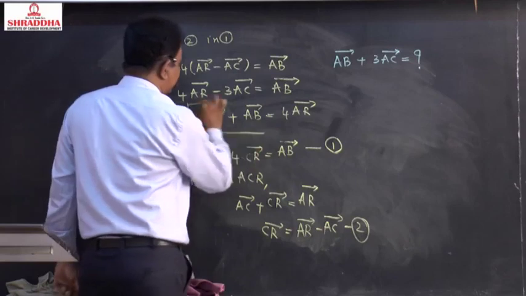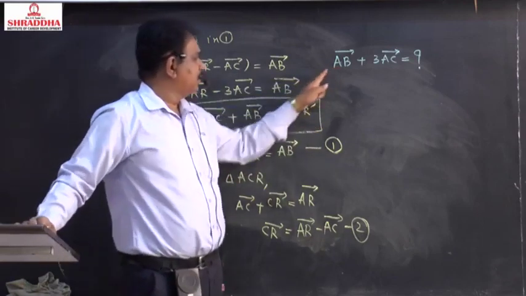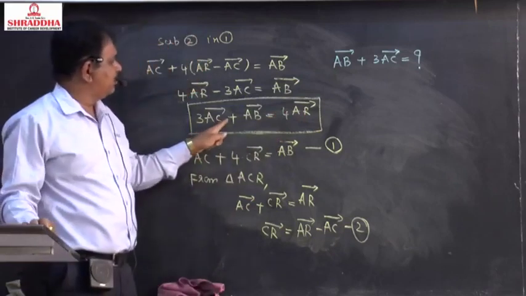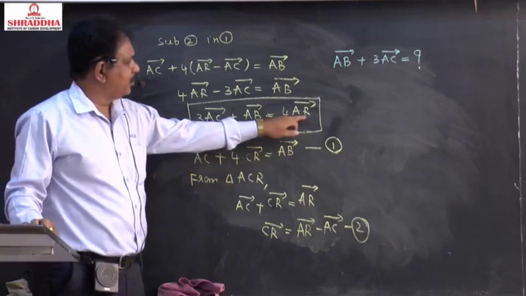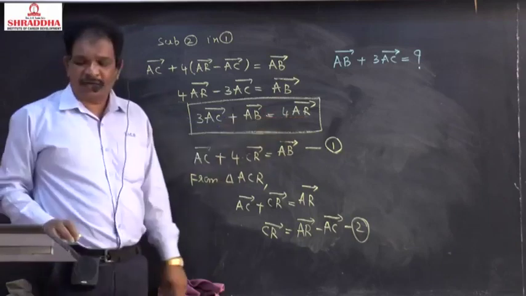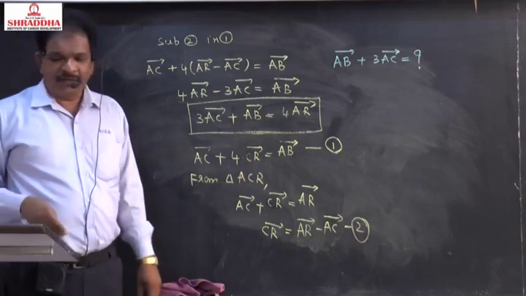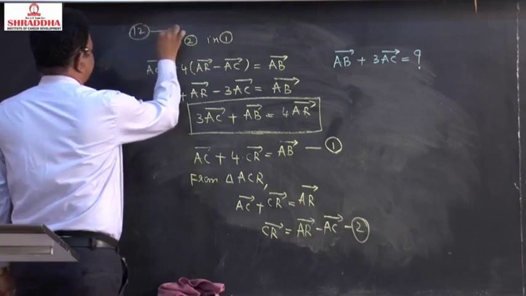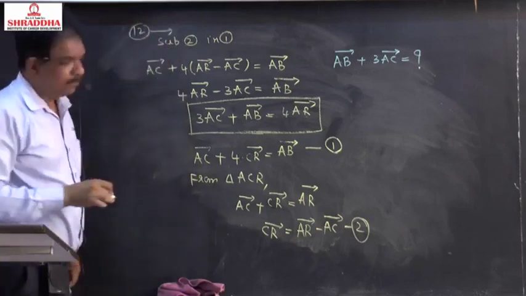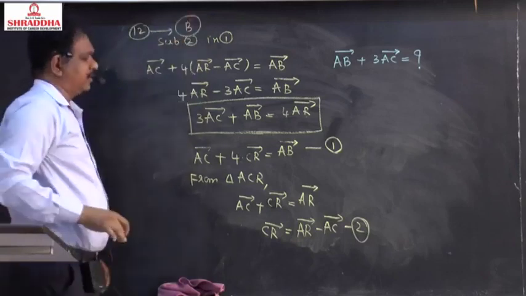This only they asked to check: AB bar plus 3 AC bar, how much? This value will be equal to 4 AR bar. So what is the option for this? For the 12th question, it will be B. B is the answer for that.